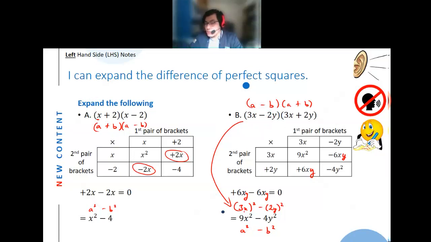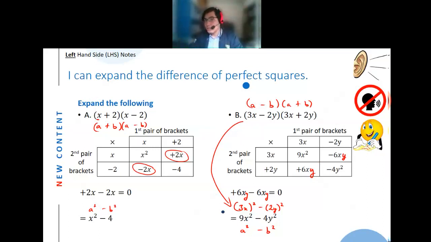However, if you feel like that rule makes no sense to you, and you can't remember the rules, do not worry. Like I said, you can do it as an expansion of double brackets. Set up a table like this, multiply them out, and just do what we have been doing. I'm just going through both methods of doing it.